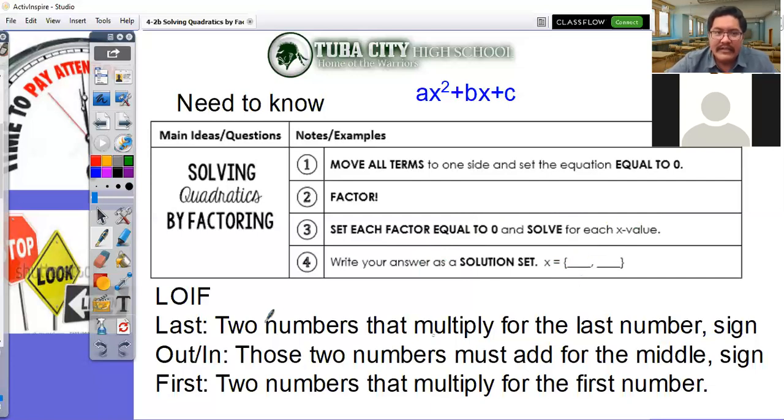I also have a quick rundown here of my LOIF method. It's easy to remember because it's just FOIL, but backwards. If you remember what FOIL is, it's how you multiply two binomials, a way of making sure that every number multiplies by another number. So it stands for last, which means look at the last number and think of two numbers that will multiply to get your last number in standard form. In standard form, you're looking at the C value. So what are two numbers that can multiply to make the C value?